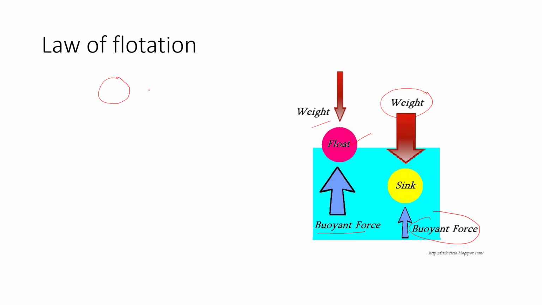Now let's say we take a solid object. A solid object is the one which has no cavities. This is a solid object and it does not have any cavities inside. For this kind of object, if density of this object, which is rho solid, is greater than the density of the liquid it is placed inside, in this case the object will sink.